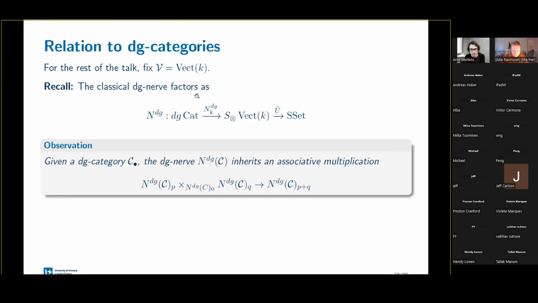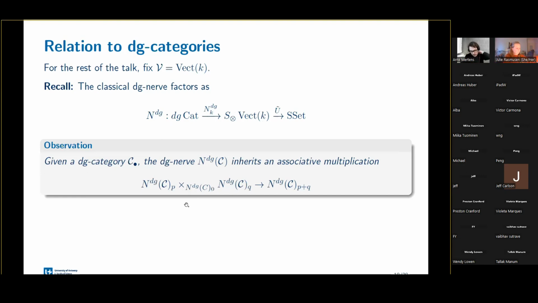So recall this linear DG nerve, which we've constructed. It goes from DG categories to templicial vector spaces. This is this one. And then we have this forgetful functor, which goes from these templicial vector spaces to simplicial sets. And we have constructed it in such a way that the composition of these two things is exactly the classical DG nerve. So the question then becomes, how close is this functor to being an equivalence, or what kind of structure is preserved, what kind of structure is lost?